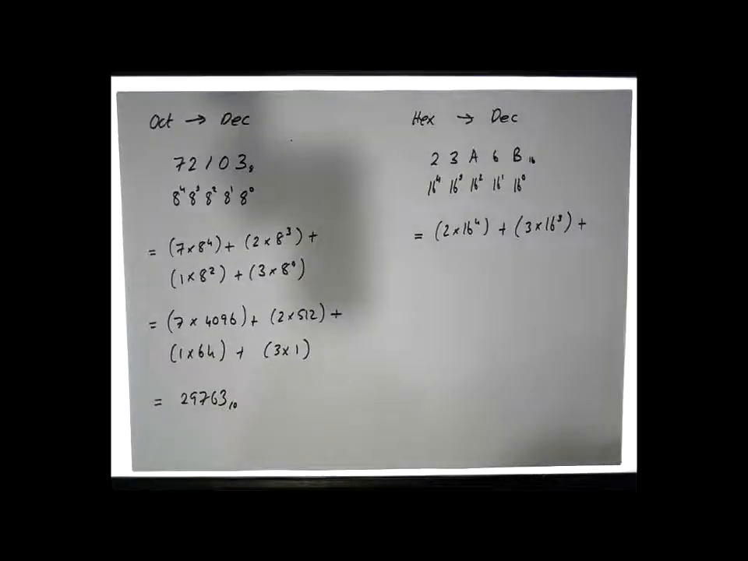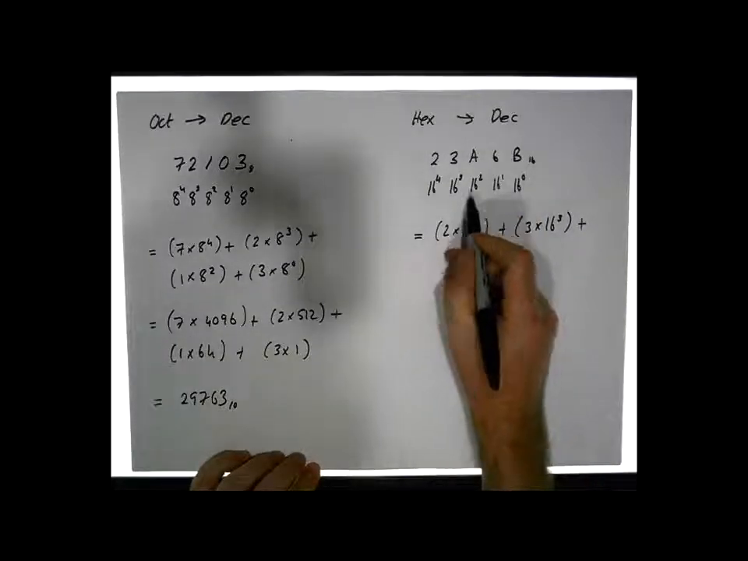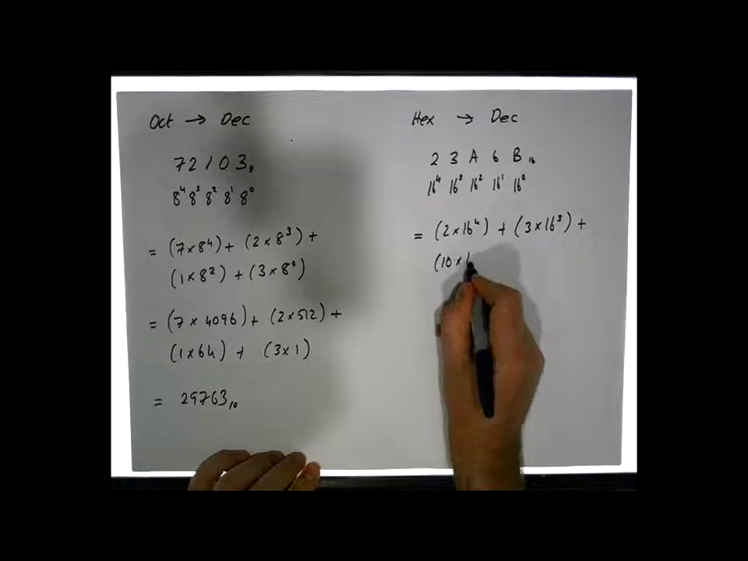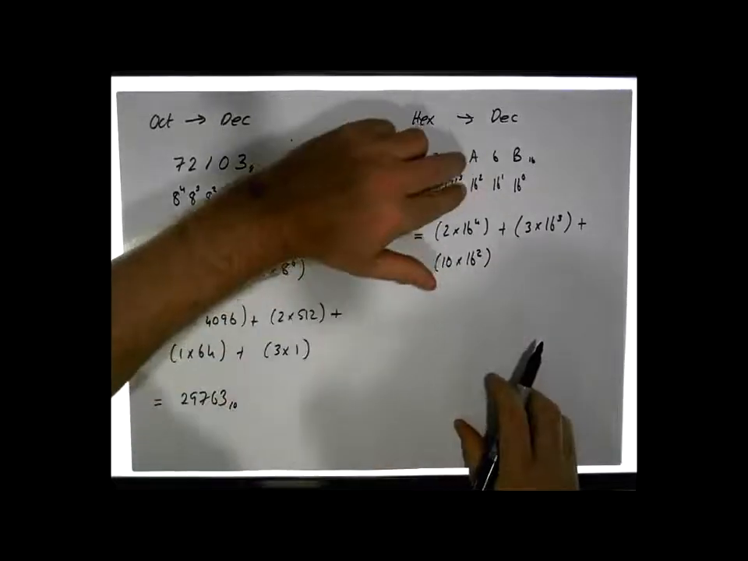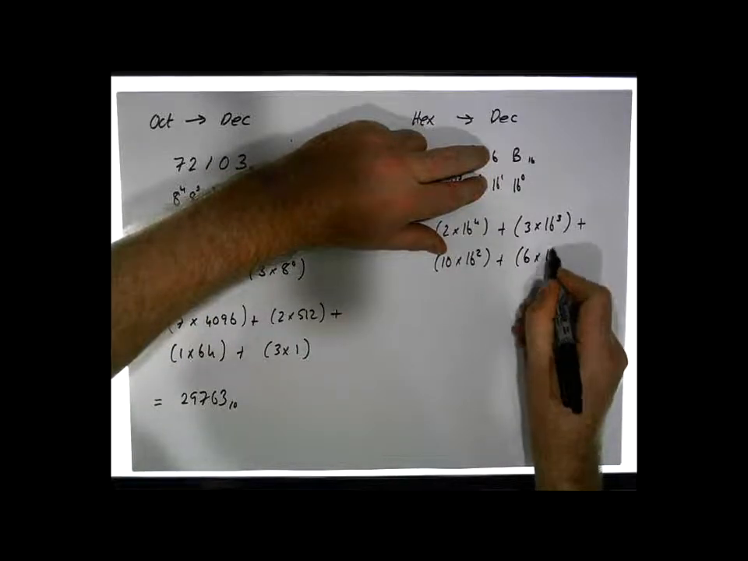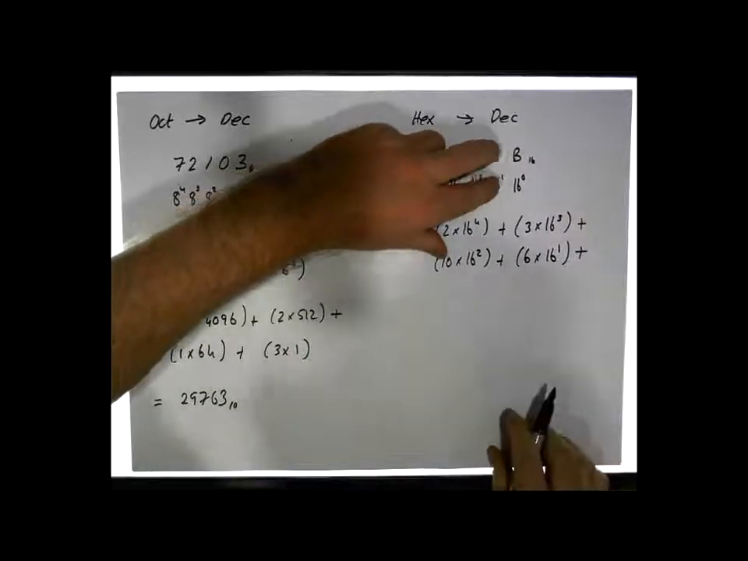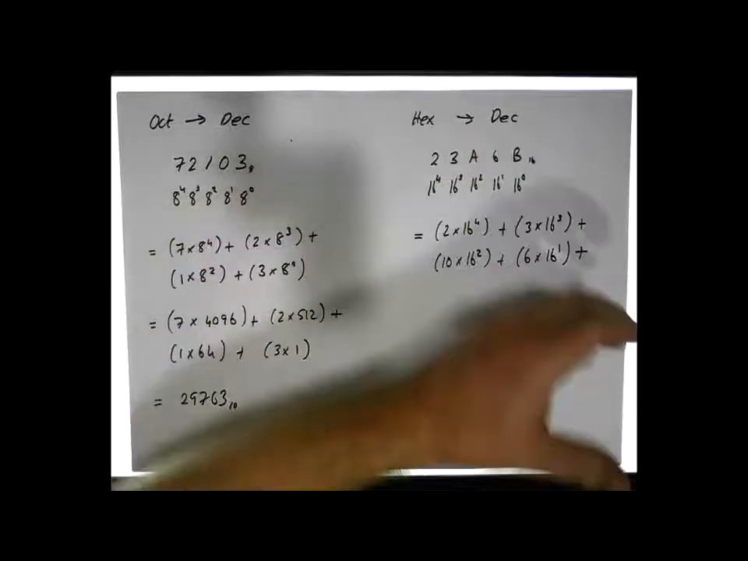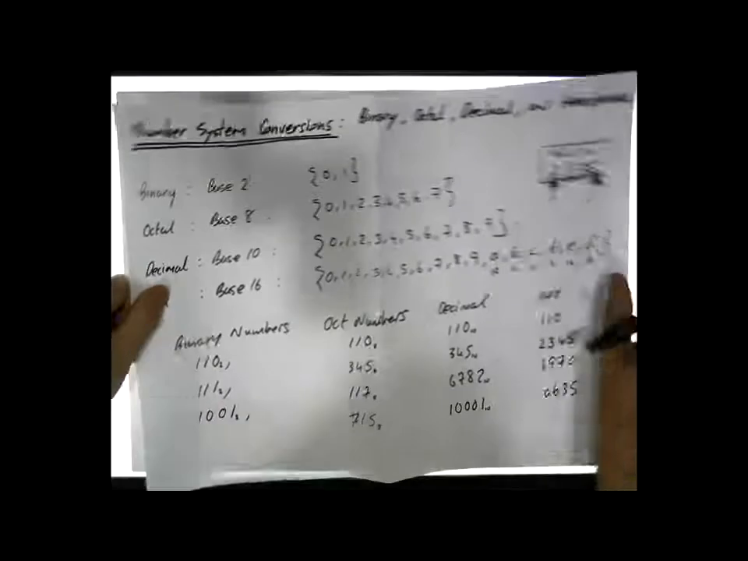So we can see that A represents that there's 10 of them. So we must have that there's 10 16 squareds. Okay, that's 10 16 squareds. And there's 6 16s to the ones. And there's B of these. So once again, there's B of them. There's B 16s to the zeros.